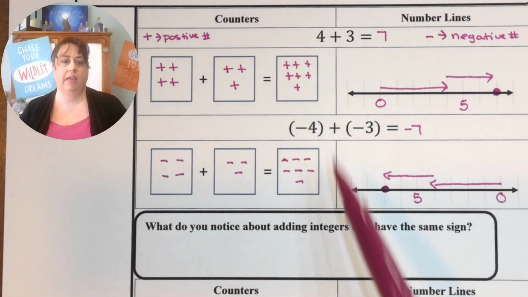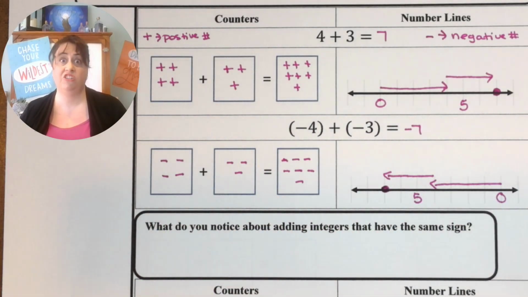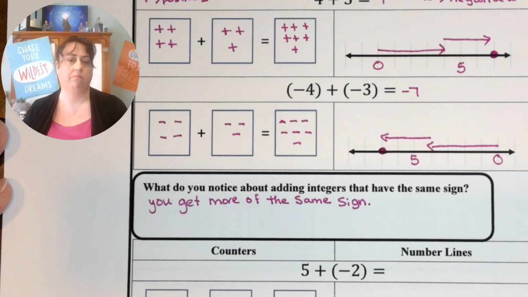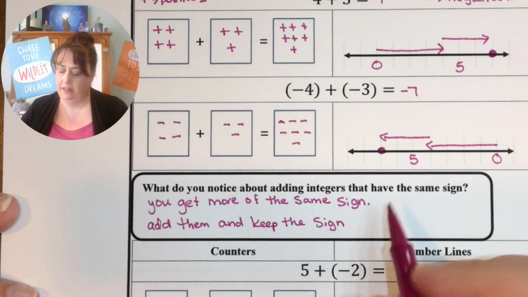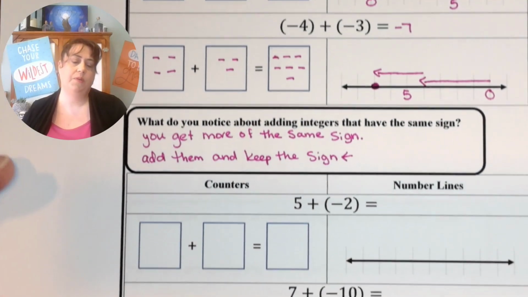So it looks like when the signs are the same, I keep on going in the same direction and I just get more of them. So what do you notice about adding integers with the same sign? You just get more of the same. So you get more of the same sign. So you just add them and keep the sign. That looks like a rule to me. So that's going to be helpful later on.